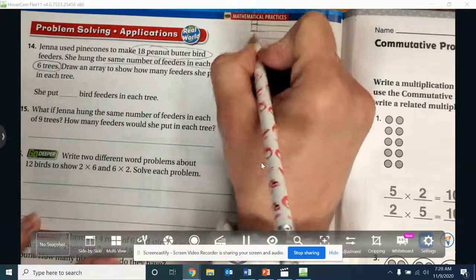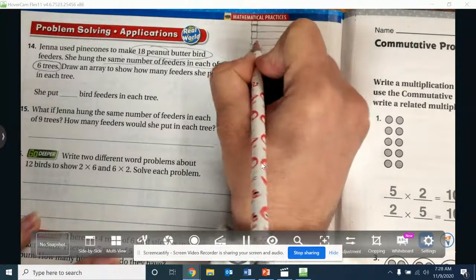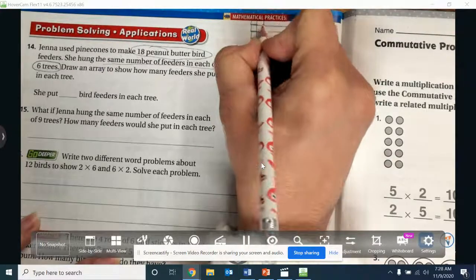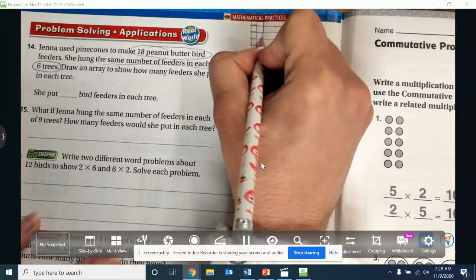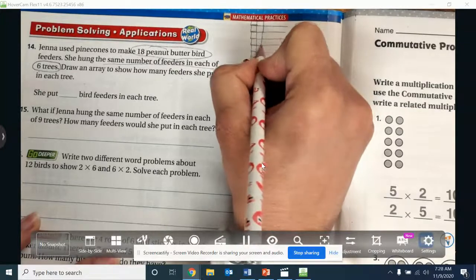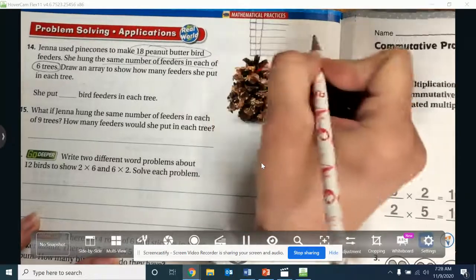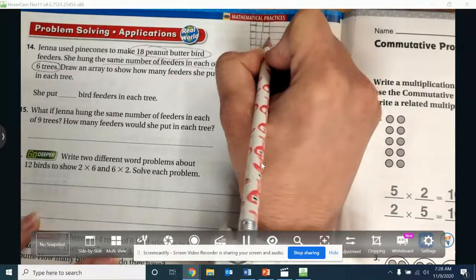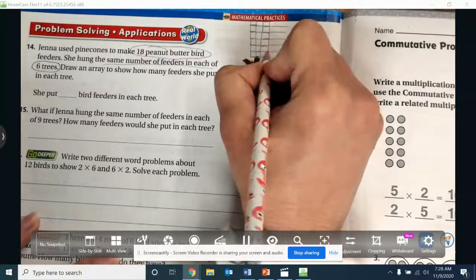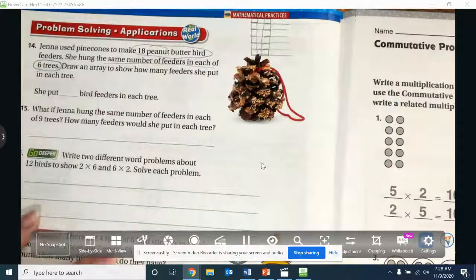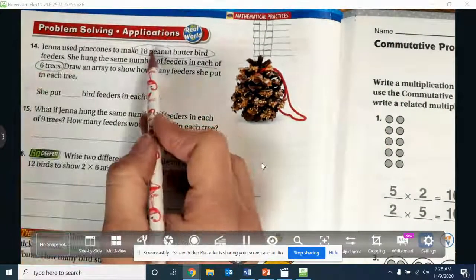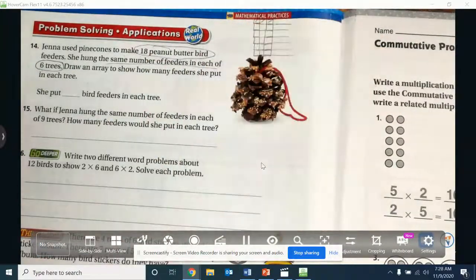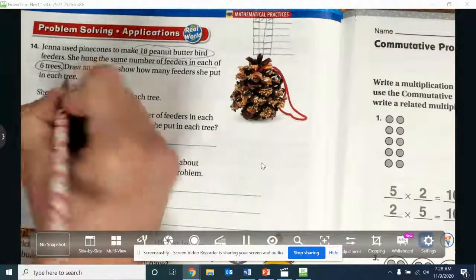1, 2, 3, 4, 5, 6, 7, 8, 9, 10, 11, 12, 13, 14, 15, 16, 17, 18. We're done. We got to 18. How many were in each tree? 1, 2, 3. There are 3 feeders in each tree.